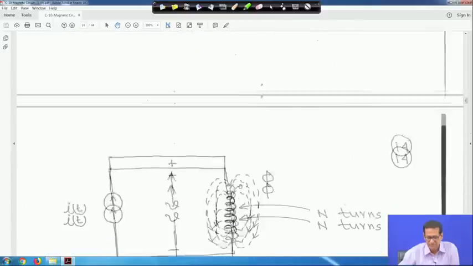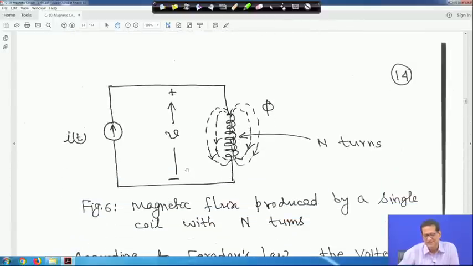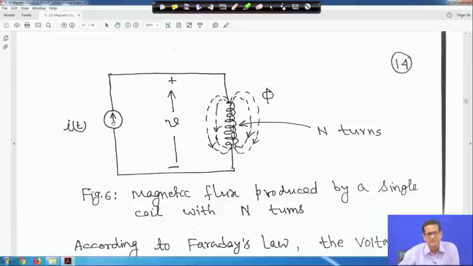So, for example, suppose this is a simple circuit. The current source is shown, say it is i(t) for easy understanding, and the voltage across this is v, and this is the flux phi. This is a time varying current, and this is the flux phi, and the coil has n turns.